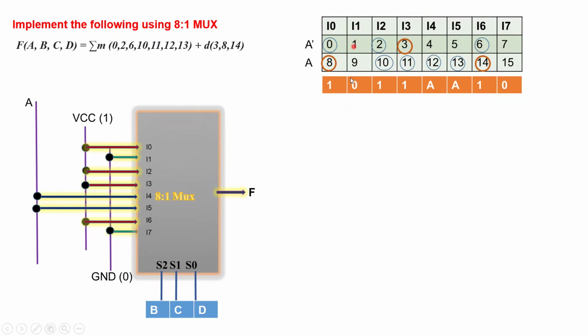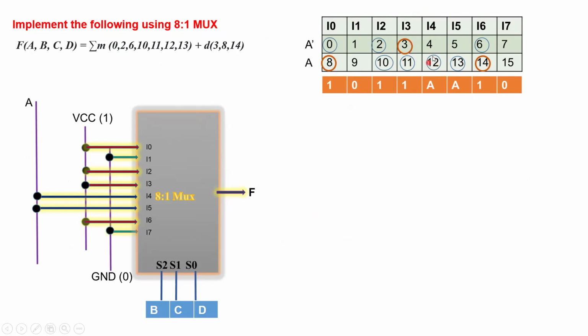I1 has no entries marked here. It is tied to ground. So I1 is tied to logic 0. Now I2, both entries in the row are marked. So it goes to logic 1. So I2 receives VCC. I3 also receives VCC. From the table it can be confirmed because 1 is a single min term in the row A and the don't care also contributes here.